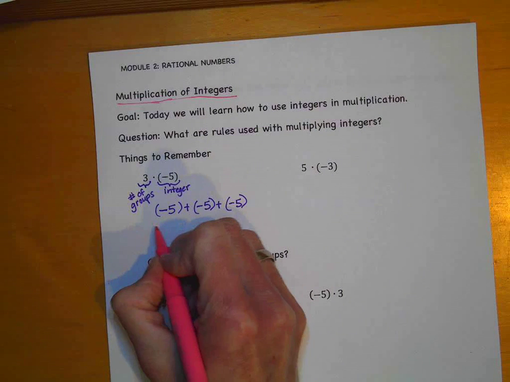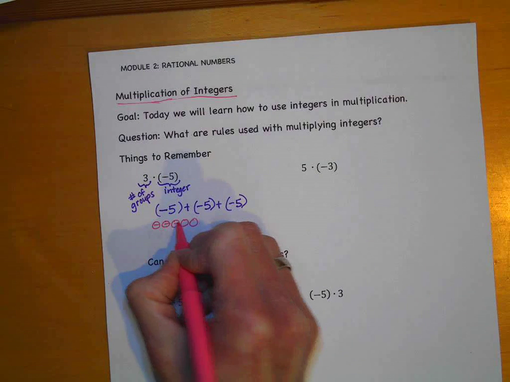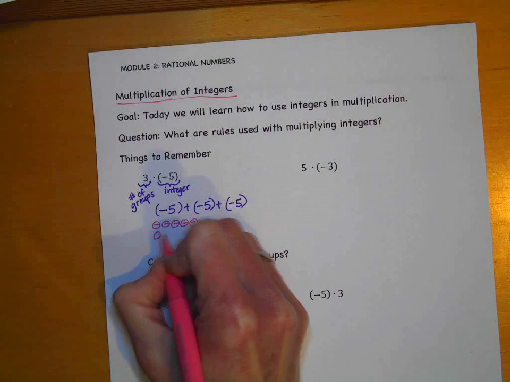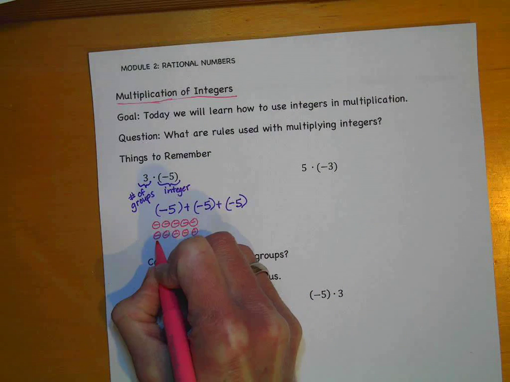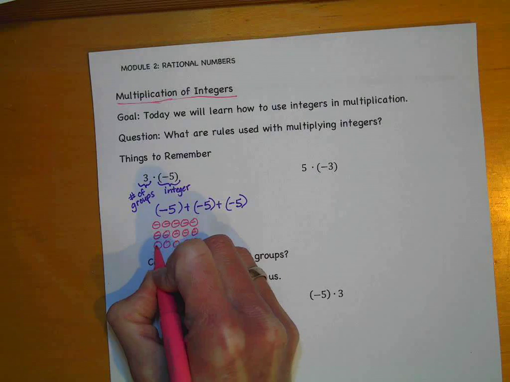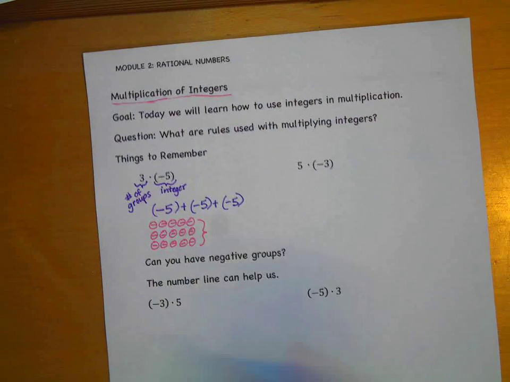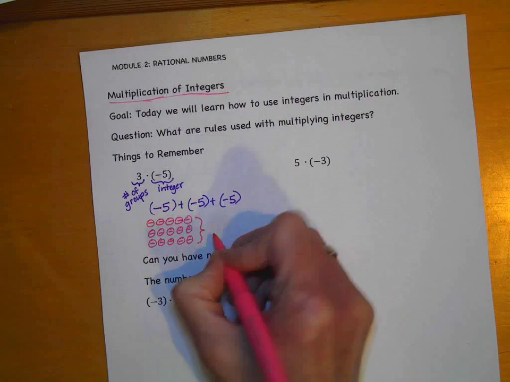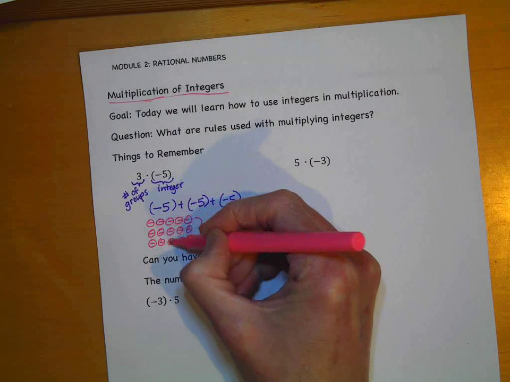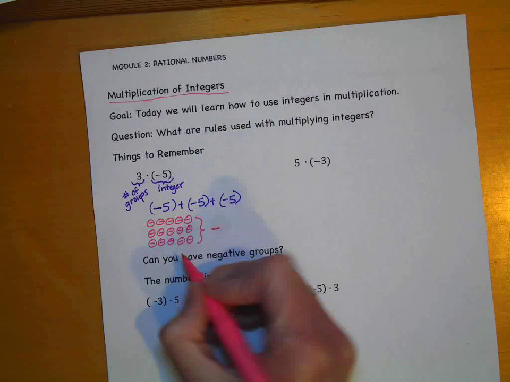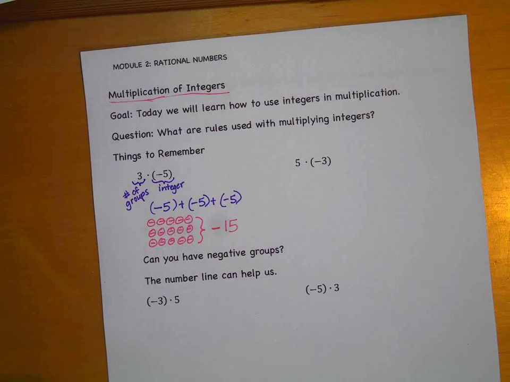So we have 3 groups of -5. So I have 1, 2, 3, 4, 5. They're all negative. That's one group. 1, 2, 3, 4, 5. That's the second group. And 1, 2, 3, 4, 5. That's the third group. If you count all of those, the first thing you'll notice is they're all negative chips, so my answer has to be negative. I see 1, 2, 3, 4, 5, 6, 7, 8, 9, 10, 11, 12, 13, 14, 15. I see 15 negative chips, so my answer is -15.